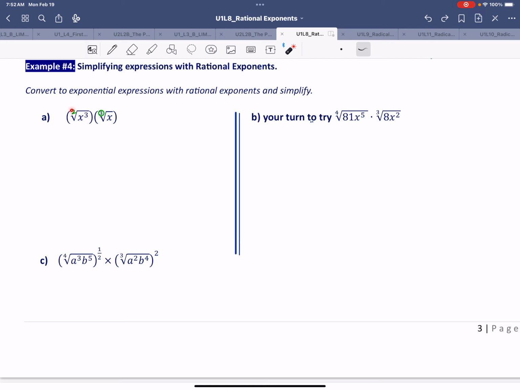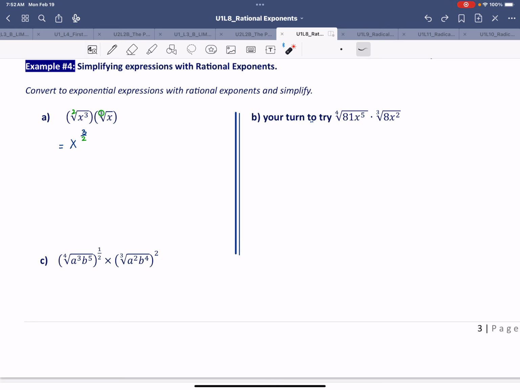And for this, we have to first identify the index. So here we go. We're going to write x to the power of 3 square rooted as x to the power of 3 over 2. So the power of 3 sits in the numerator, and the index 2 will always go in the denominator.